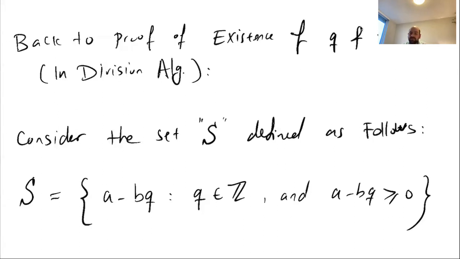Remember, A and B are given, right? We are looking to show existence of Q and R with the properties that we need. Now, this Q is not necessarily the Q that we are looking for. So maybe to avoid confusion, I can use a different letter if you want. I can say A minus, let's say, BM.